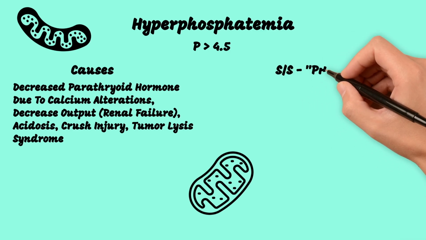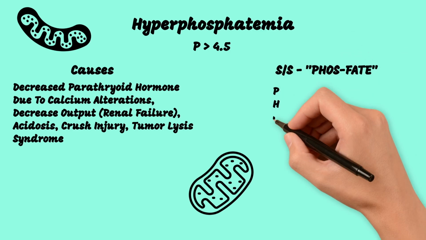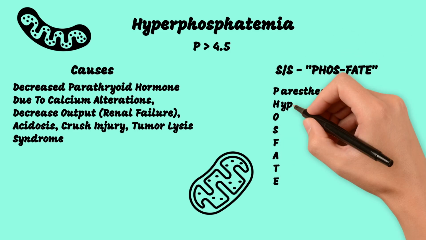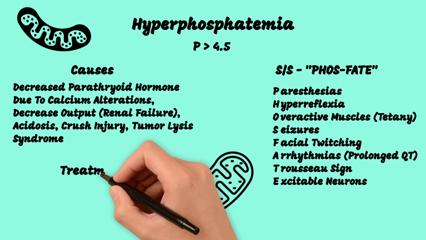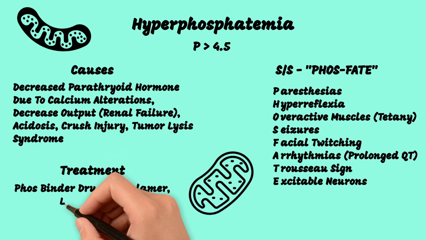Our signs and symptom mnemonic for hyperphosphatemia is PHOSPHATE. P stands for paresthesia, H for hyperreflexia, O for overactive muscle like tetany, S for seizures, F for facial twitching, A for arrhythmias like prolonged QT intervals, T for Trousseau sign, and E for excitable neurons. Treatment for high phosphate includes things like phosphate binder drugs, and of course a diet low in phosphorus.